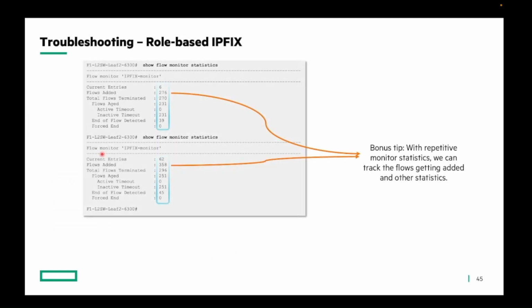Just as a bonus tip, with the repetitive monitoring statistics, we can track the flows getting added and other statistics. If you want to manually see on the switch itself whether the switch is sending out the flows and it is getting monitored, you can use show flow monitor statistics multiple times, and you see the flows getting added increase, and flows getting terminated increase, which are in inactive timeouts. How many end of flows are getting detected is all tracked here with this command.